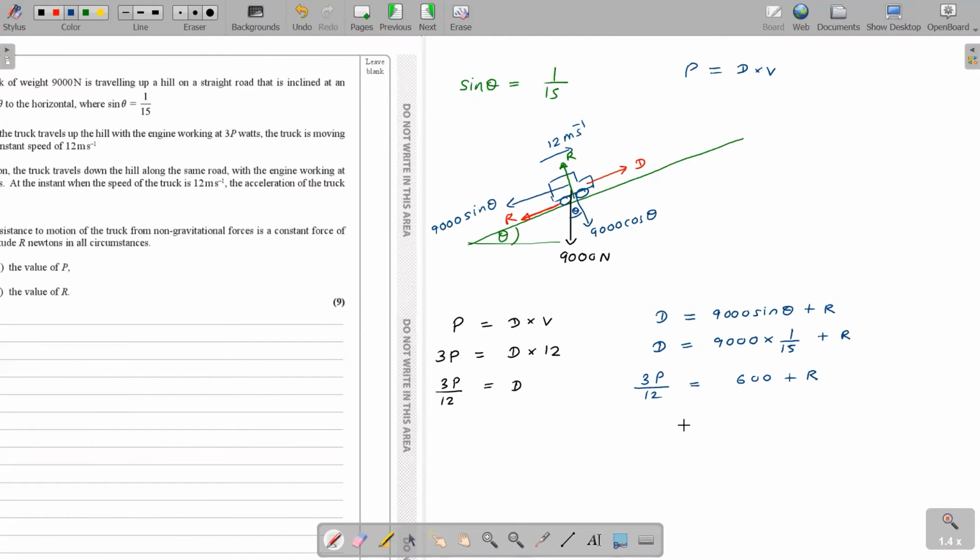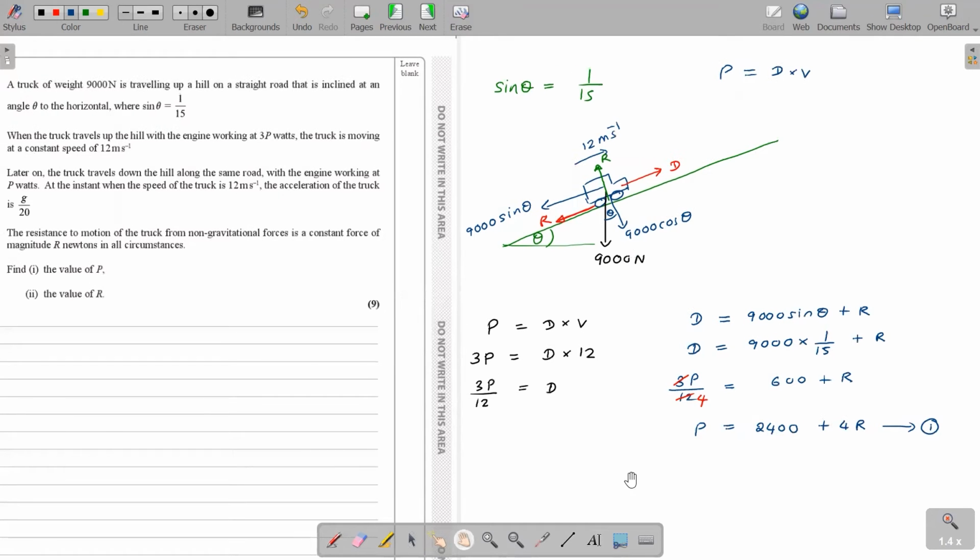Shall we bring the 12 to the other side? Oh no, we can cut the 3 and 12, right? Yeah, we'll cut it: 3 times 1, 3 times 4. It's better that you cut it. Now take the 4 to the other side. P equals 4 multiplied by 600, which is 2,400, and 4 multiplied by R is 4R. Are you with me? So this is the first equation we build when the truck is moving up along the hill.